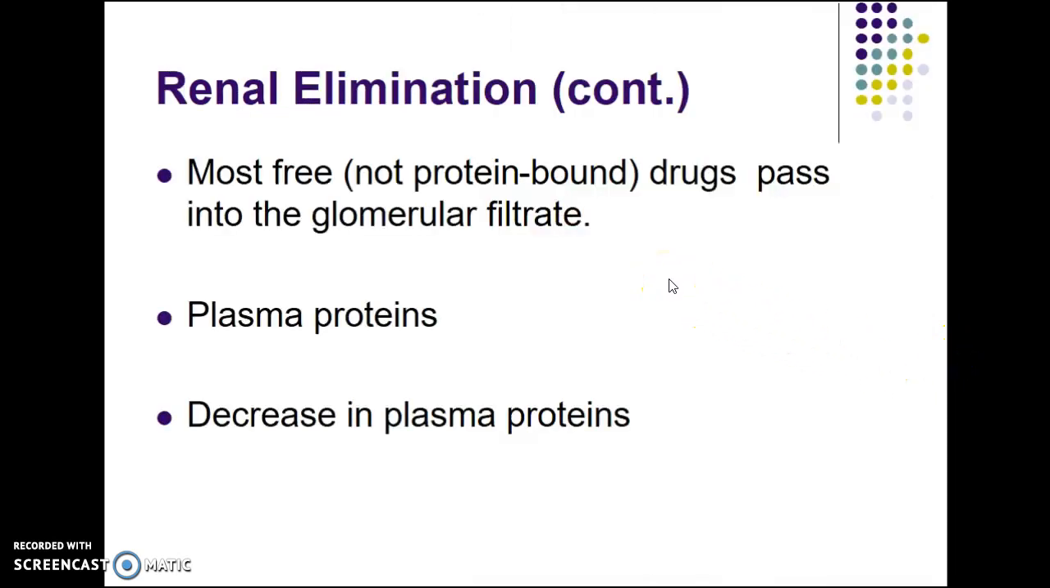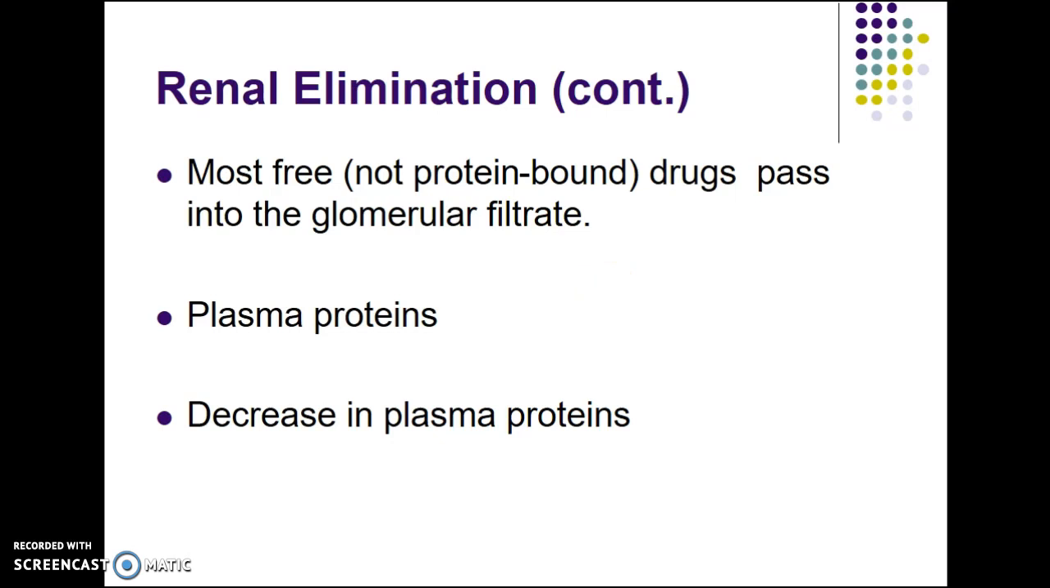So most of the drugs that are not protein bound are going to be filtered into the renal tubules. They're going to go into the glomerular filtrate. Proteins are going to play a role in this. So if they are protein bound, typically those are too big to be filtered out. There's some other ways, though, that drugs can be effectively removed from those proteins in those blood vessels that are still surrounding the nephrons. We're going to talk about that.